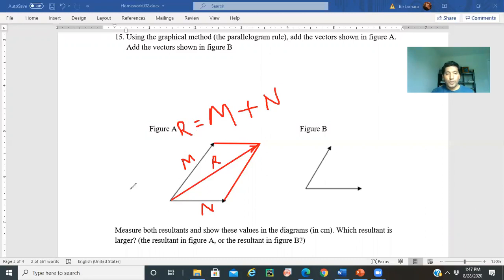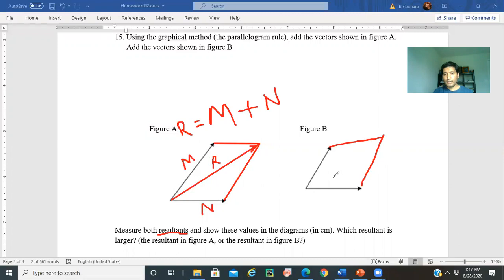Okay, so you can do the same thing for this one. The direction is a little bit different, so the geometric figure will be different, but the method is exactly the same as this one. So I don't have to do it again here, you can just repeat the same process. So measure both resultants and show these values in the diagram. Resultants means the resultant of this one, and you also have a resultant here.